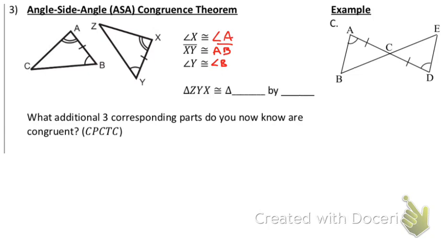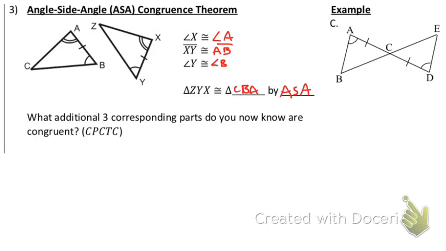So I would write that down. Triangle ZYX is congruent to triangle C. Remember, we have to make sure these letters match. C, and then Y matches with B, and X matches with A. And this is by angle, side, angle.